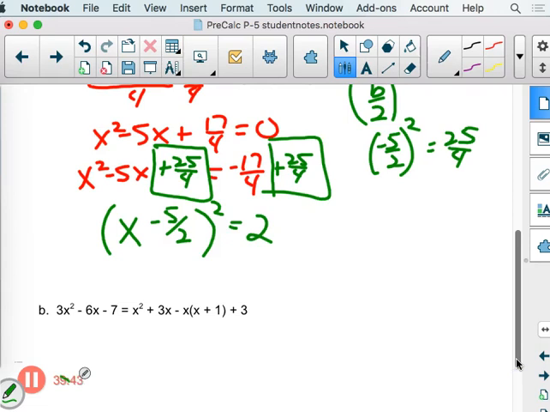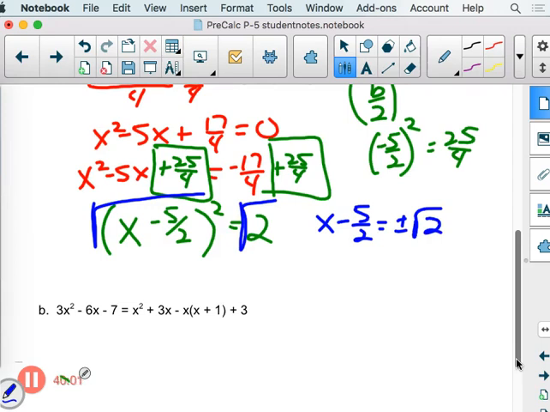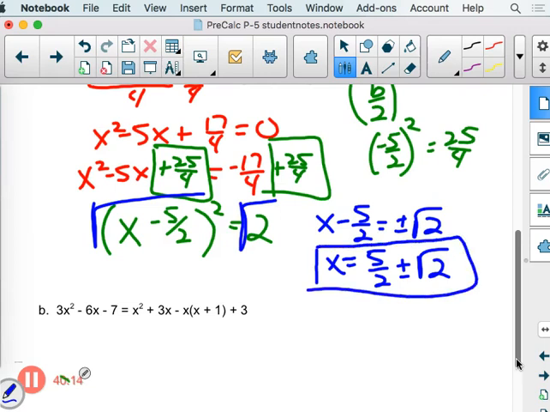Now we can extract square roots. So we're going to take the square root of both sides. And we're not going to forget the plus or minus. And we're going to realize, well, square root of 2 is kind of yucky. We can't put anything else with it. But what we can do is add 5/2 to both sides. So this says x equals 5/2 plus or minus the square root of 2. And we just found two answers. 5/2 plus the square root of 2 and 5/2 minus the square root of 2.